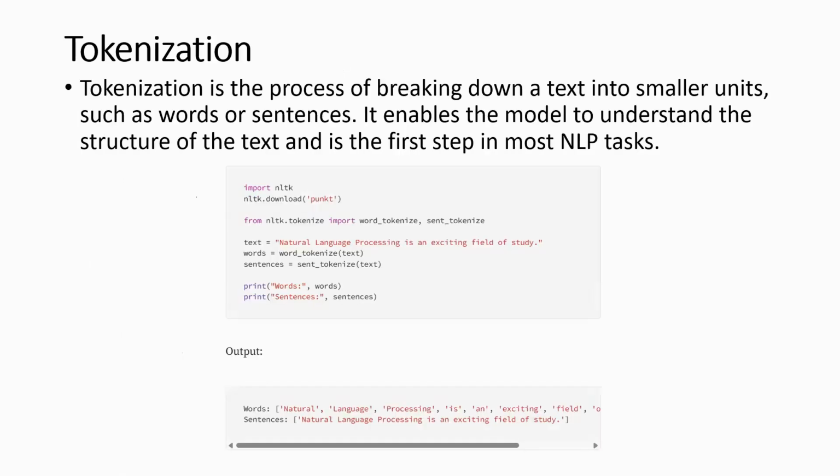Okay. So, tokenizer. Let's come to the parts of tokenizer. Tokenization is a process of breaking down a text into smaller units, such as words or sentences. It enables the model to understand the structure of the text, right? It is the first step in most NLP tasks.